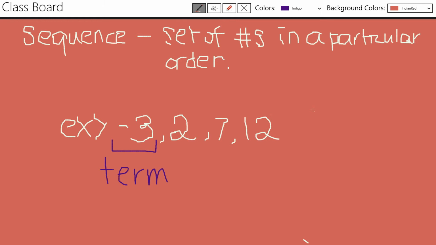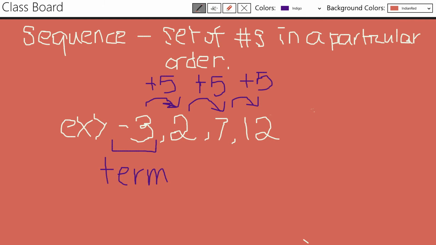Now, I'm going to go over one thing right here. I want to look at the difference between each term. So the first term is -3. What was the difference between the first term and the second term? You can easily tell that we added 5 from each term to the next. So we added 5 from 2 to 7, and we also added 5 from 7 to 12. So this was one of the easy ones that you can kind of look at.